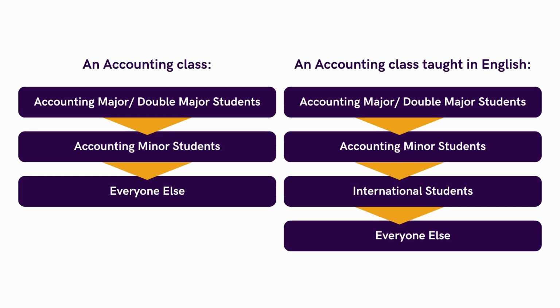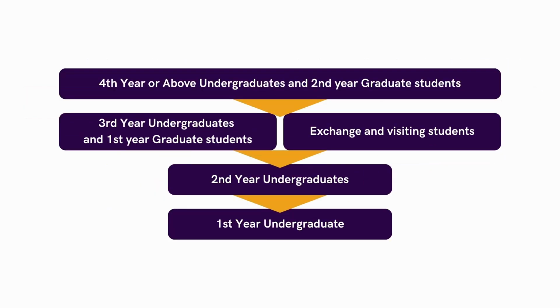If there's a specific target student mentioned, these major or double major students will be assigned first, then minor students, and then other students. The order is the same when the class is taught in English, but now international students will be prioritized before other students. If there are too many students registering from the same group, for example, there are 50 accounting majors registering for a 30-student class, the priority is like so.